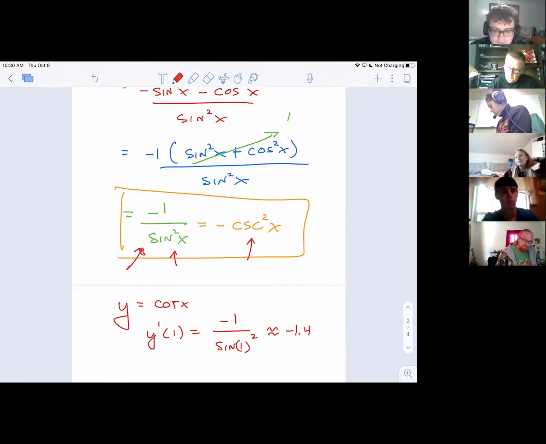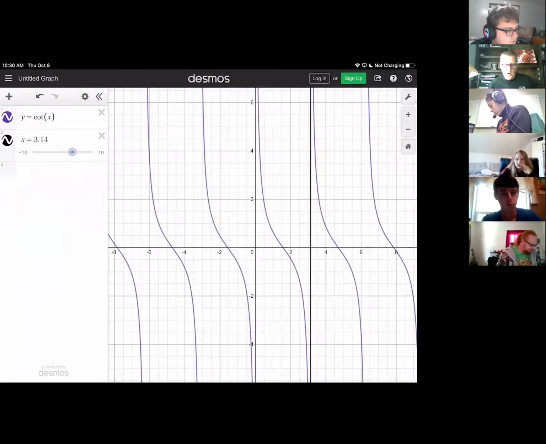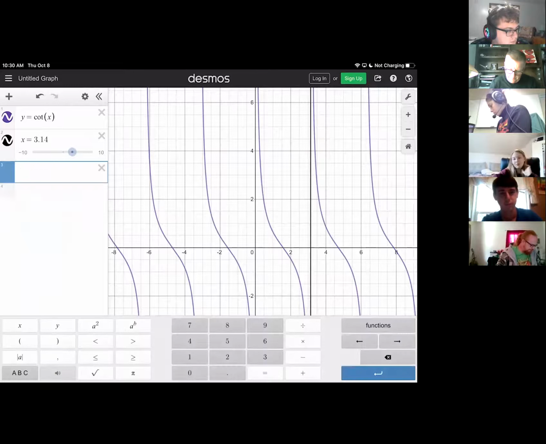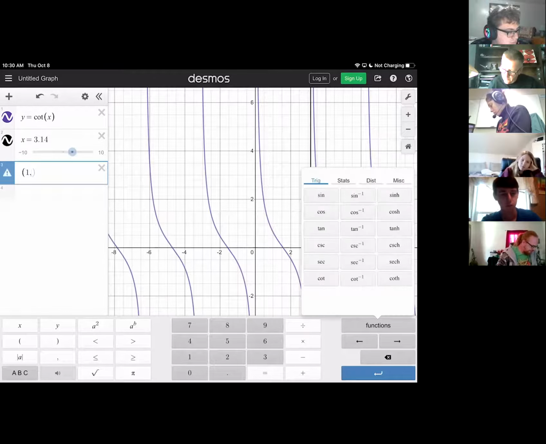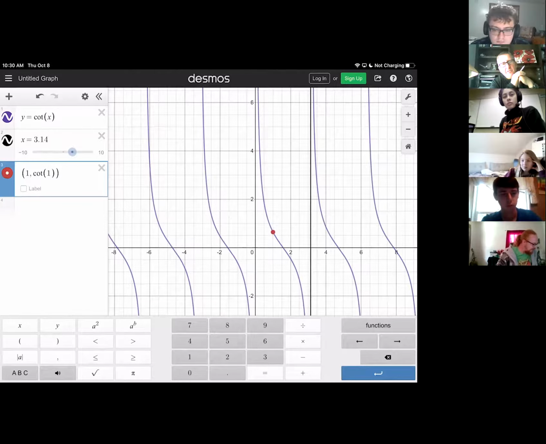Well, let's go over and look at the graph just because it's fun. Let's go to the point 1. I'm going to graph it just so you can look at it. 1, and then to get y, I have to take the cotangent of 1. So rather than figure out what that is, I'm just going to let Desmos do it for me. So there's the point. Does that point look to have a slope of -1.4? Well, at least the negative is right.